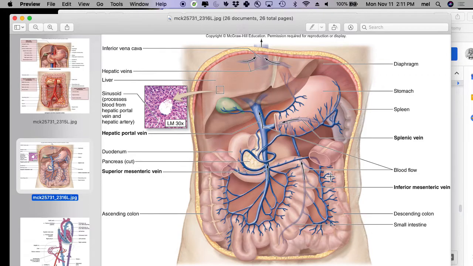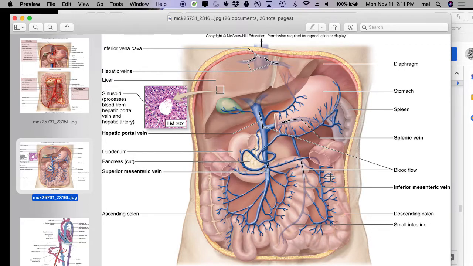Okay. So what we are going to see is this one. You don't have to memorize it if you look at where it's coming from. It is coming from the descending and sigmoid colon, right? So what artery supplied the descending and sigmoid colon?